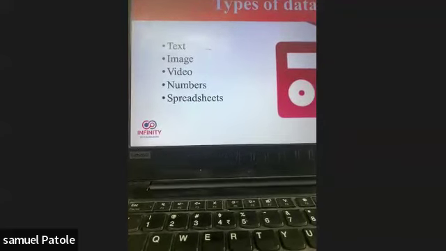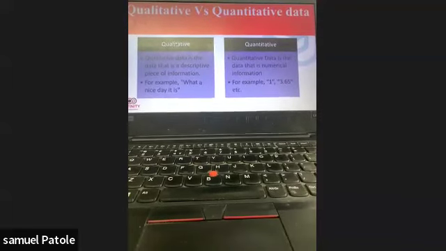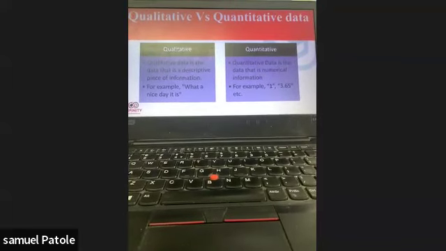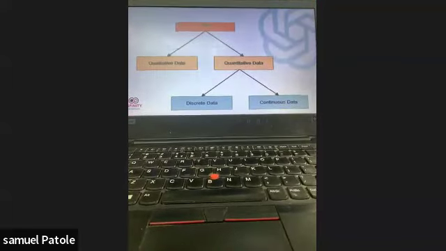So qualitative means some descriptive information. So, what a nice day. It is raining. It is very cold today. So it is giving us some information. That is why it is called qualitative data. Whereas quantitative data is specific to numbers. It is 36 degrees Celsius today. That is quantity based.